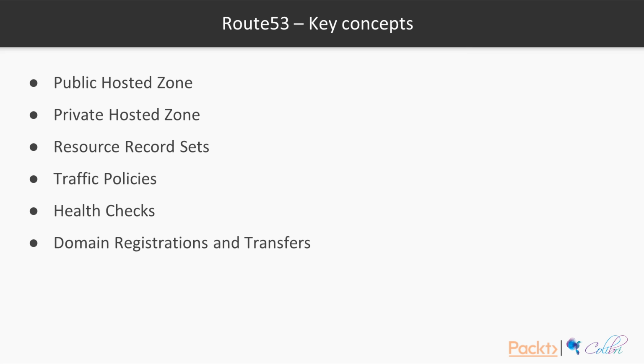Resource record sets tell the DNS how to route traffic for your domain. Traffic policies are complex routing configurations. They will combine a few different routing strategies. Health checks monitor the health and performance of your web applications, web servers, and other resources. You can specify an interval between which AWS can check if your resources are still healthy, if they are reachable or not. And domain name registrations and transfers are also facilitated via Route 53.